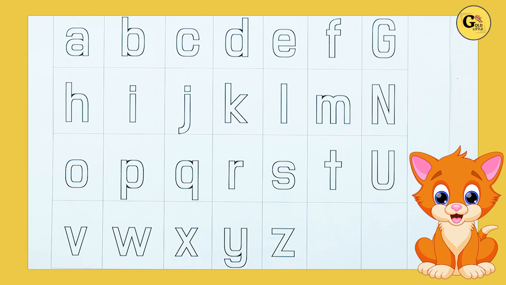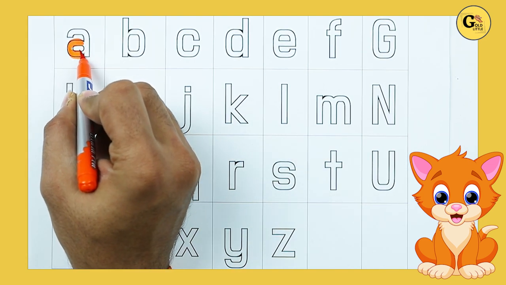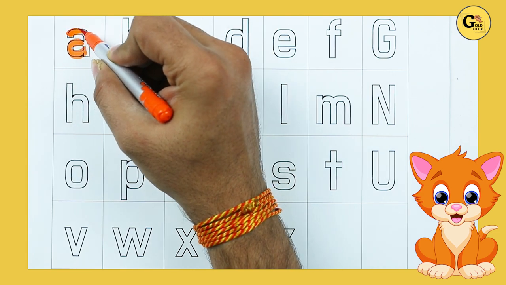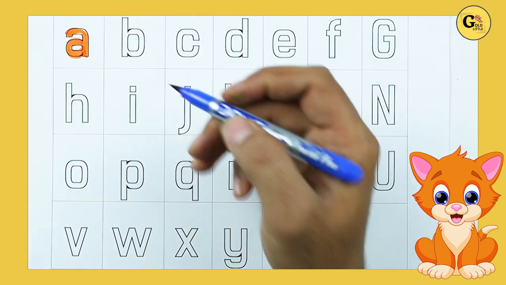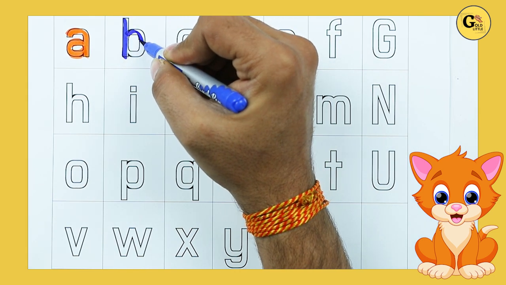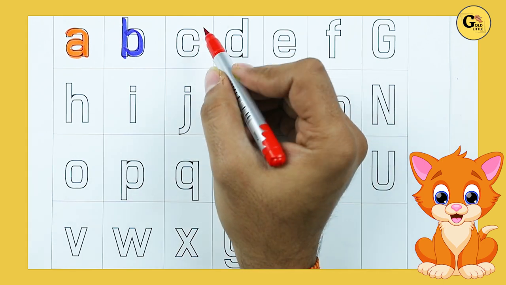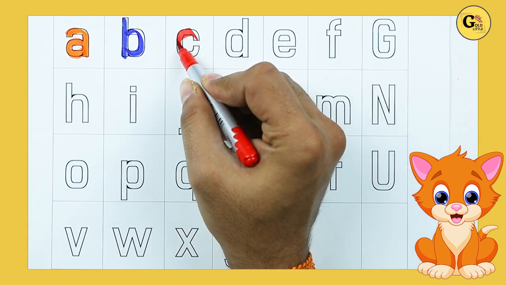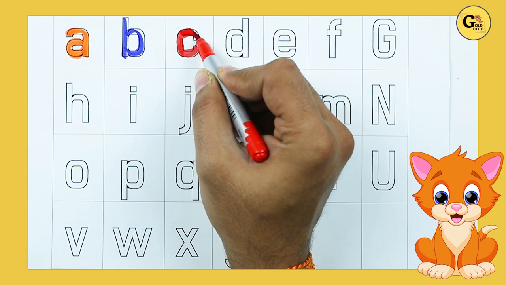Let's start. Make small A. A for apple. It's A. B. B for ball. Small B. C for cat. It's small C. C for cat.